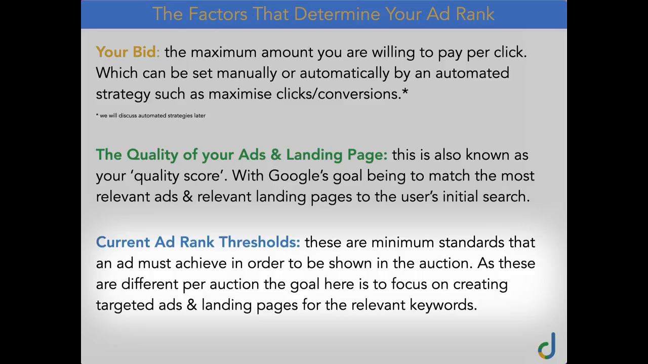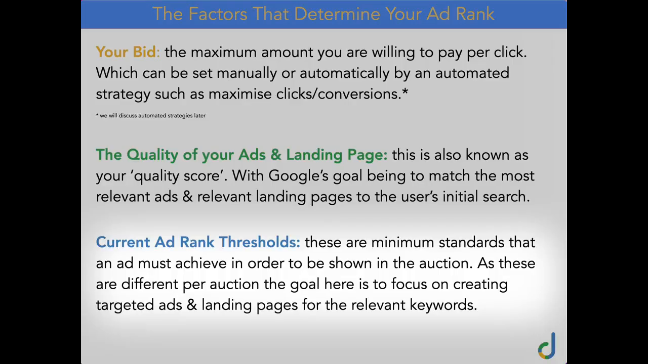Then there's also what Google calls its ad rank thresholds. These are the minimum standards that an ad must achieve in order to be shown in the auction. As these are different per auction, the goal here is to focus on creating targeted ads and landing pages for the relevant keywords. Now, the important part to think about with your ad rank thresholds is that they are different for every industry and different for every business because this is a live auction.